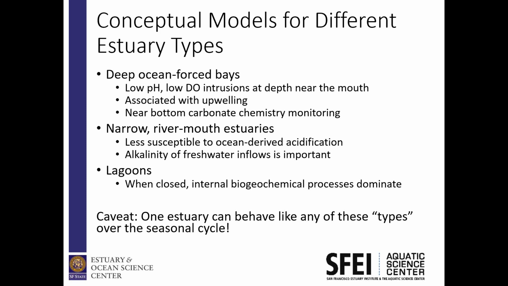These will all act differently, and something like the deeper San Francisco Bay with the deep channel connection to the ocean and potential for upwelling intrusions will tend to behave similarly in that you will have this acidification risk closer to the mouth and closer to the bottom. The narrow river mouth estuaries are going to be more affected by the freshwater flows and the alkalinity from the watershed, less susceptible to ocean-derived acidification. And for a lagoon, when it's fully closed, obviously the ocean effects are going to be minimal or zero, and local and internal processes are going to dominate.